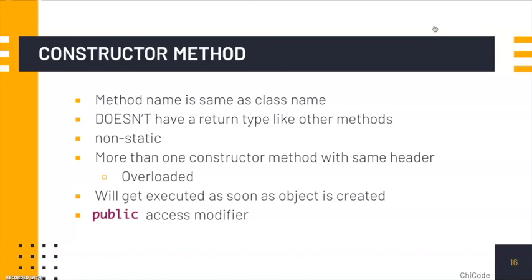It is non-static, which is also another term we will be discussing later in lesson 2. You can always have more than one constructor method with the same header. This is called an overloaded constructor method. We will talk more about same headers, different headers, and what a header is very soon. So when you create an object, the first thing that will be executed is your constructor method. The access modifier should always be public, as you can see here.